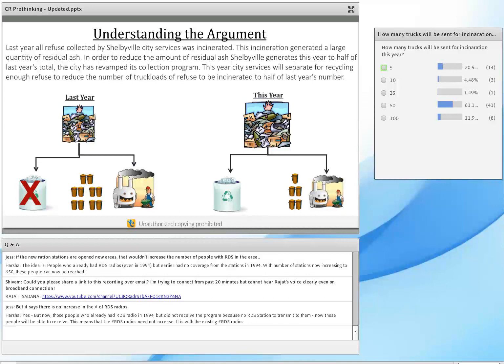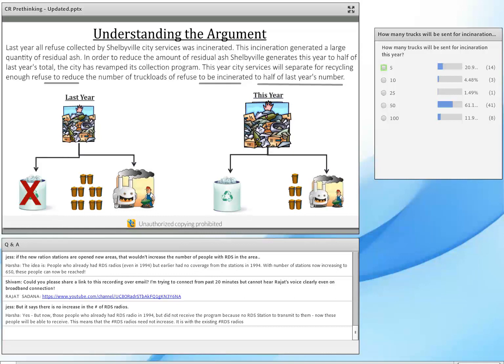61% of you think it's 50. 61% of you would be wrong. The correct answer is just 5 trucks, despite collecting 10 times the garbage. And let's see why that is the case. This year, city services will separate for recycling enough refuse to reduce the number of truckloads to be incinerated to half of last year's number.